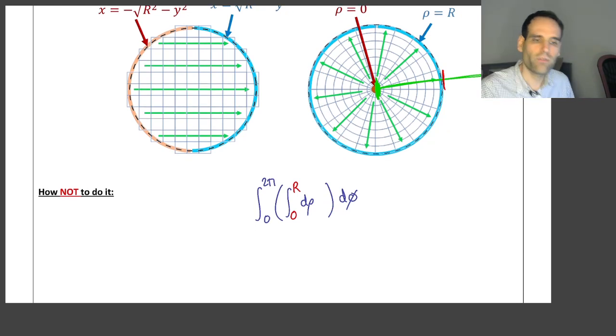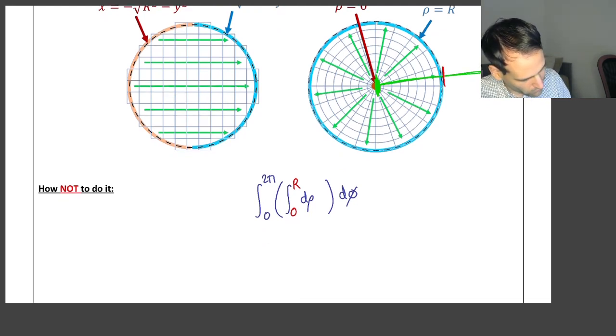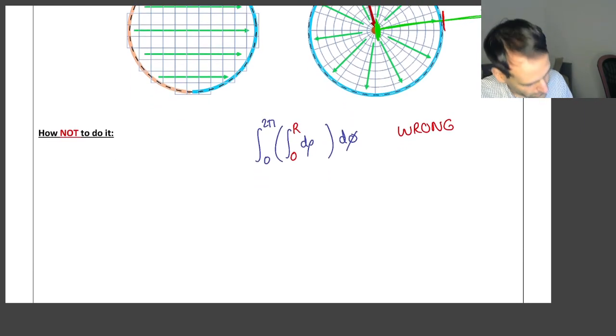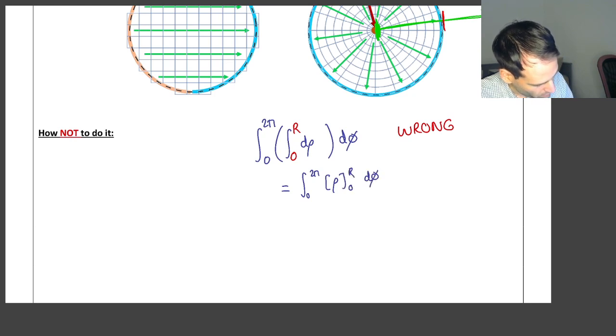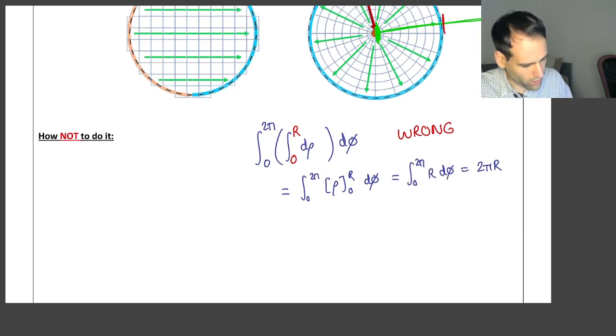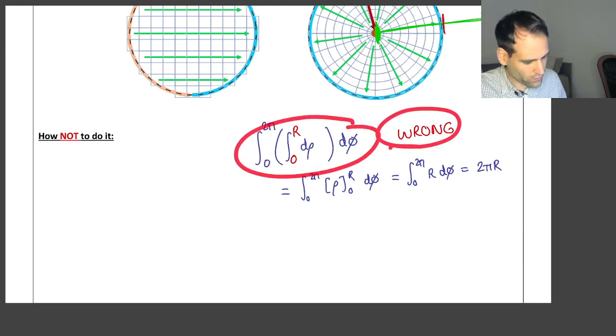This is clearly a much better way to calculate the area of a circle. However, we forgot something very important. We forgot to include the Jacobian for dA. So let's check that. If we try to calculate this, it would be the integral from 0 to 2 pi of rho evaluated between r and 0 d phi, which is equal to the integral from 0 to 2 pi of r d phi, which is equal to 2 pi r, which is not the area of a circle. So this is wrong. We forgot the Jacobian.